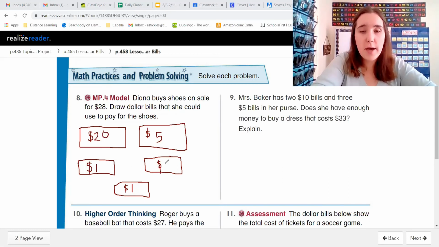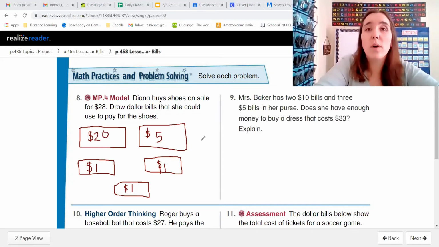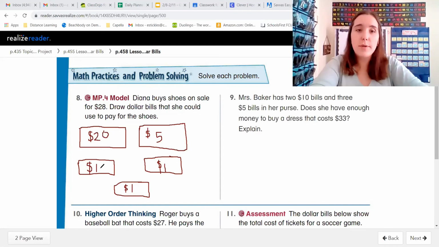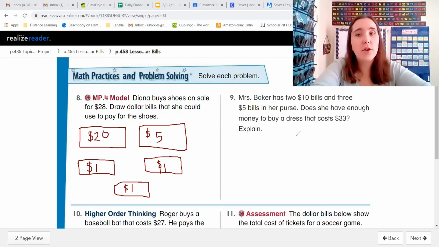Okay, and let's double check. Let's add it up. So if I start at $20 and add 5 more, that would be $25, plus 1 would be $26, plus 1 would be $27, plus 1 more, $28. There we go. She has 1 $20 bill, 1 $5 bill, and 3 $1 bills that she spent on her $28 shoes.